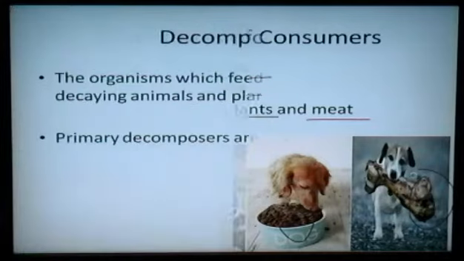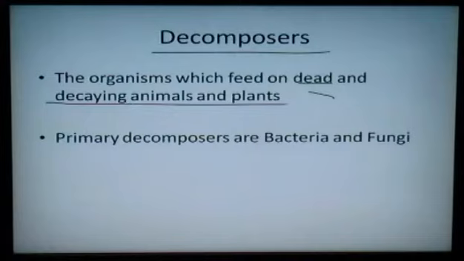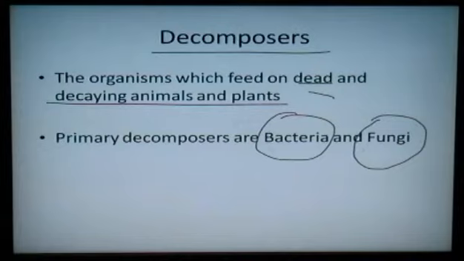Next one are the decomposers. Those organisms which feed on the dead and decaying plant and animal bodies are called decomposers. These are a special type of consumers. Primary examples of decomposers are bacteria and fungi. Now, since we know the basic terminology, let's move on to the concept of food chain.